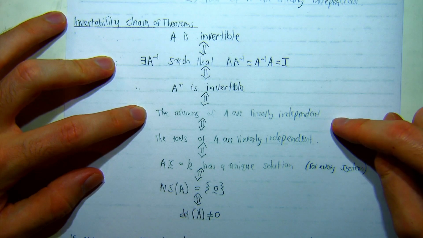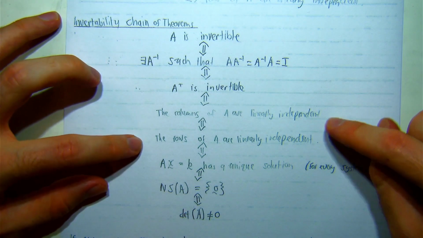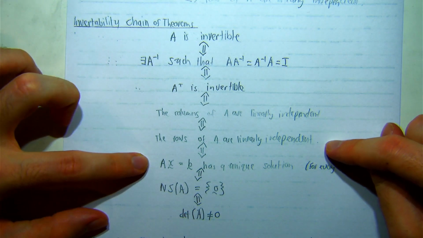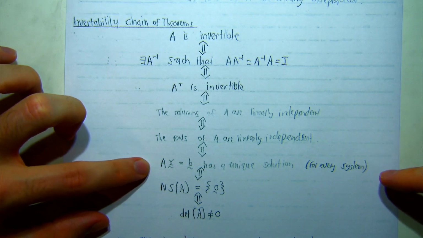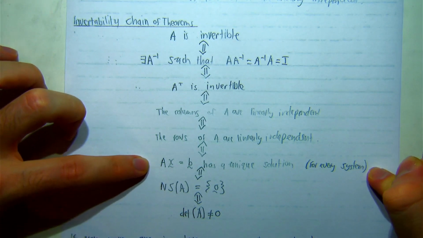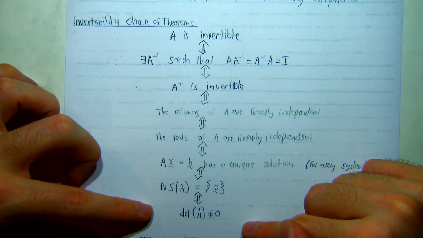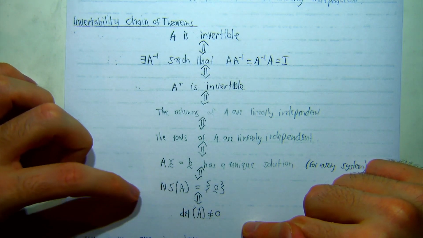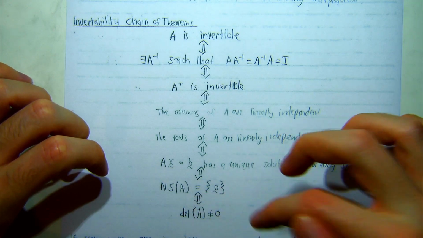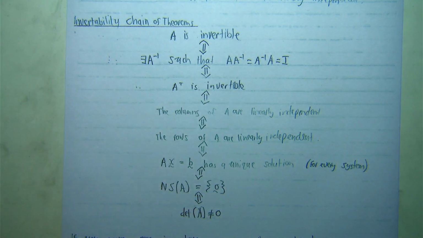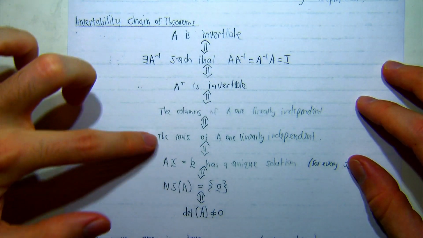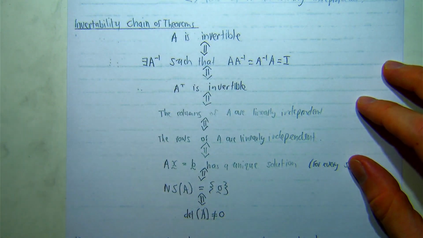That means the columns of A are linearly independent. The rows of A are linearly independent. A times X equal to B has a unique solution for every B. The null space of A is equal to 0, and the determinant of A is not equal to 0. Sorry, the null space of A is equal to the set containing the 0 vector. And any one of these things, if you can show it's true, implies the rest of them are true.